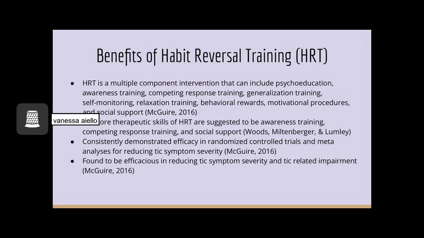Habit reversal training has been effective in multiple randomized controlled trials for reducing tic symptom severity and tic-related impairment through awareness training and competing response training.